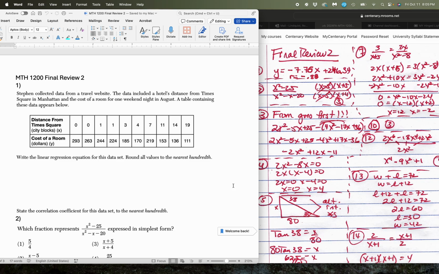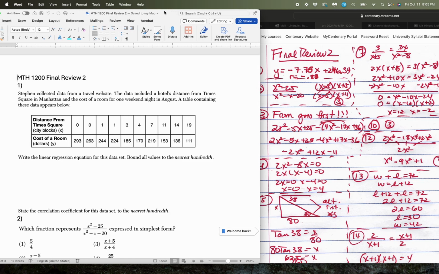Final review number 2. The first question says that Stephen collects a bunch of data. It's represented in the table. Write the linear regression. So remember, when it comes to writing a linear regression, what you need to do is go to your calculator. We did this on the last review sheet.